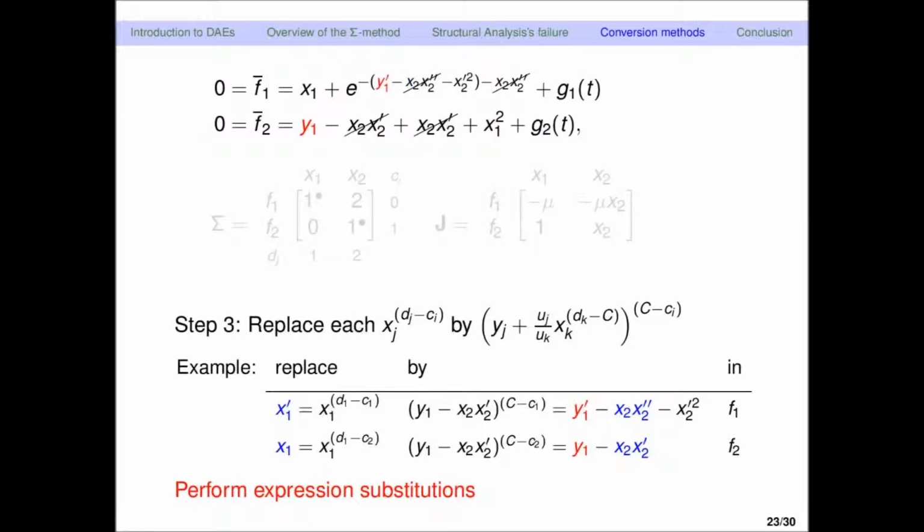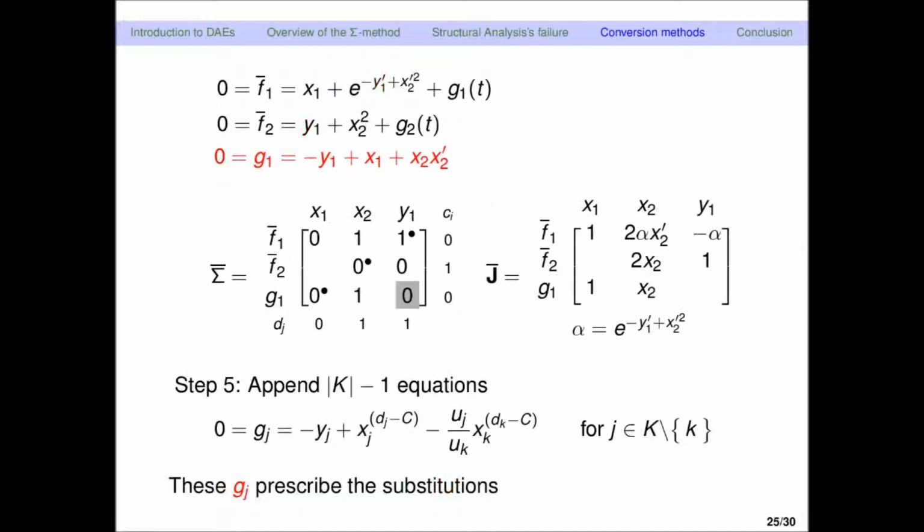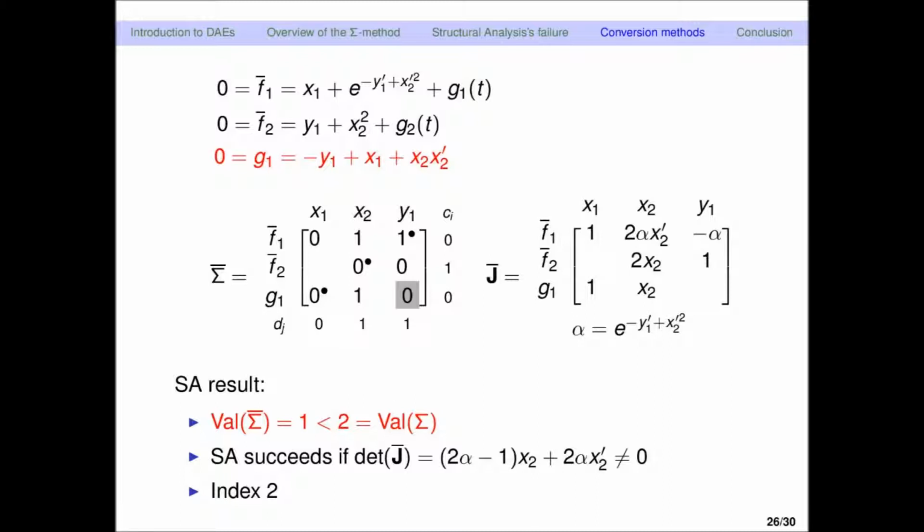So a lot of things cancel out. Okay? That's expected. That's what we want. Then we get this system. It's neater than the previous one. Okay? We also need to append these equations that prescribe the substitutions. So this equation tells me I substituted y1 for this common expression. Okay? Then we apply the analysis. We reduce sigma. The determinant is no longer identically 0. So if we succeed, if this is not 0, it's index 2. Because f2 is differentiated.